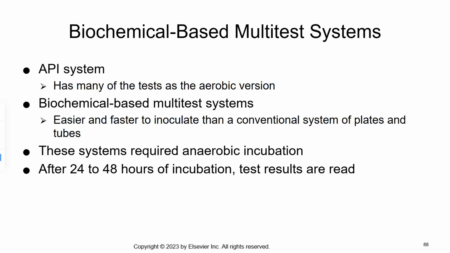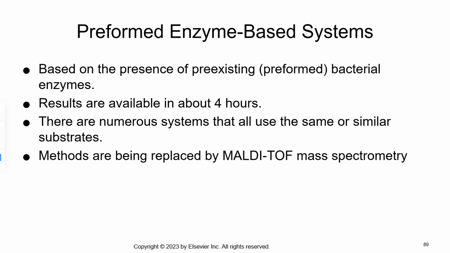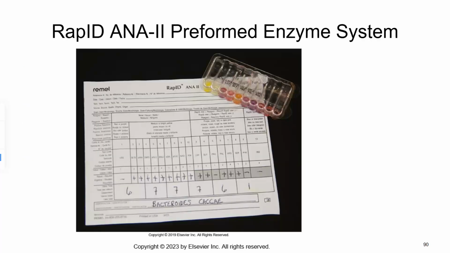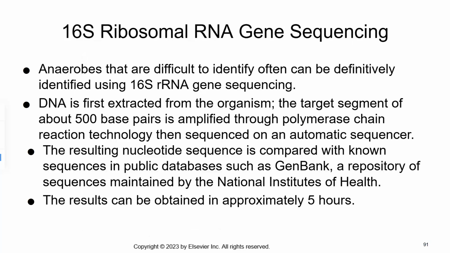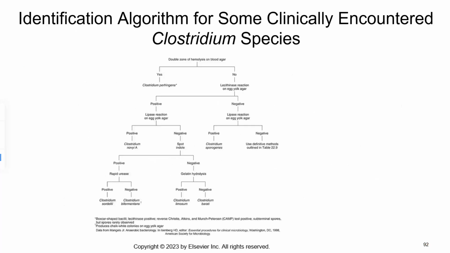Biochemical based multi-test systems, there is an API system. You inoculate different wells and you would incubate that anaerobically and then read it biochemically. There's also enzyme-based systems, and then there's the MALDI mass spectrometry system that can identify them. This is a picture of the rapid ANA2 preformed enzyme system for the identification of anaerobes. And then 16S ribosomal RNA sequencing. So if we can't identify it by other means, we would have to go to the molecular diagnostics route.